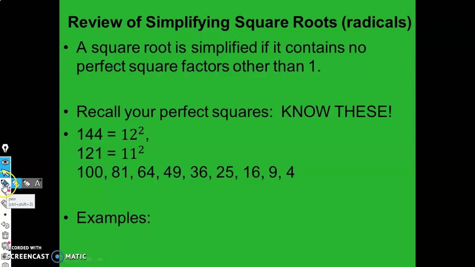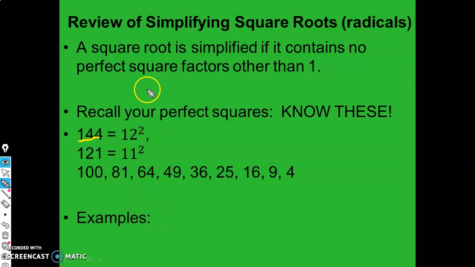Alright, so here I want you to remember what perfect squares are, okay? They're numbers that you get from multiplying a number by itself. Like 12 squared is 144, so we say 144 is a perfect square. So is 121, 100, 81, 64, 49, 36, 25, 16, 9, and 4. These are all from a number times itself. Like 49 is 7 times 7.